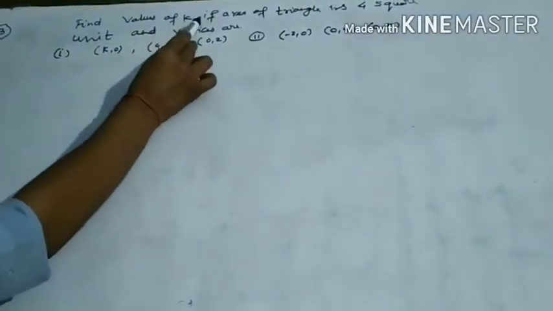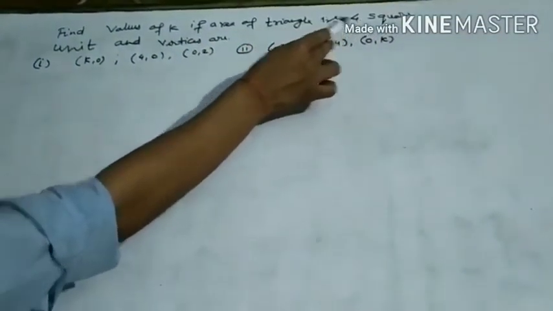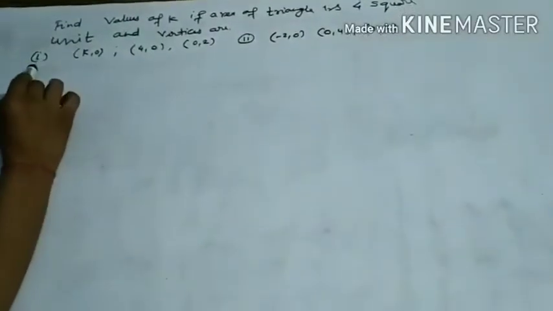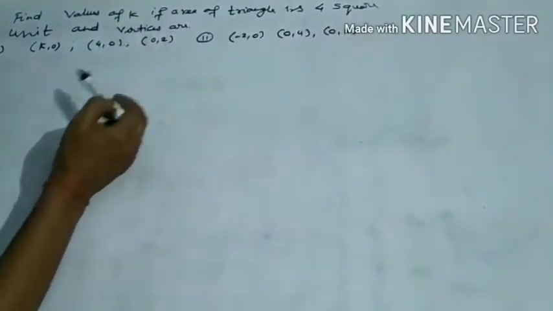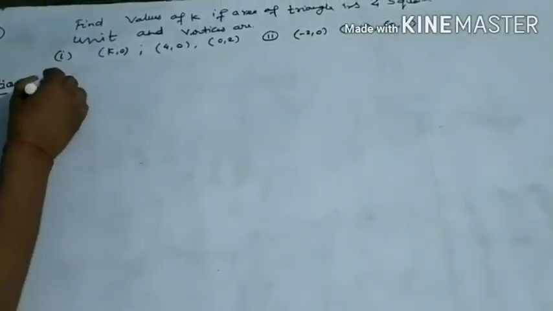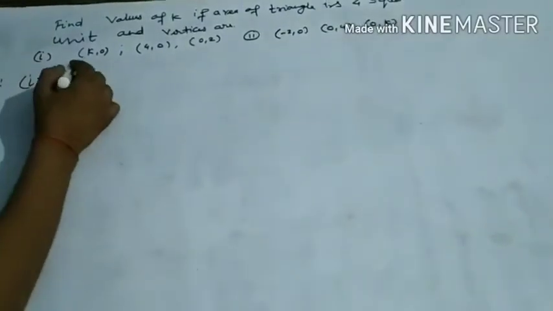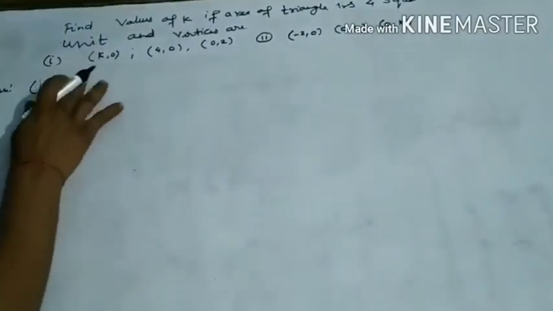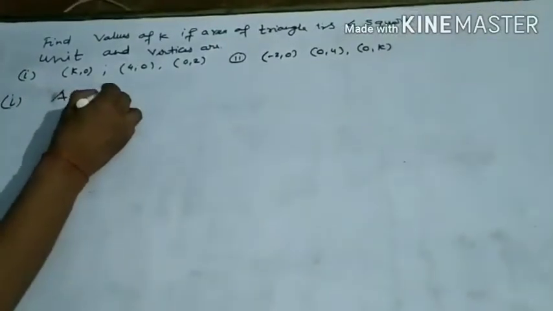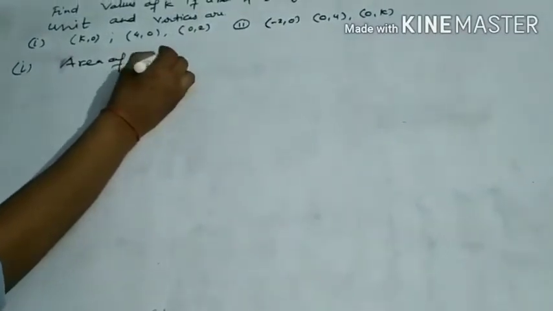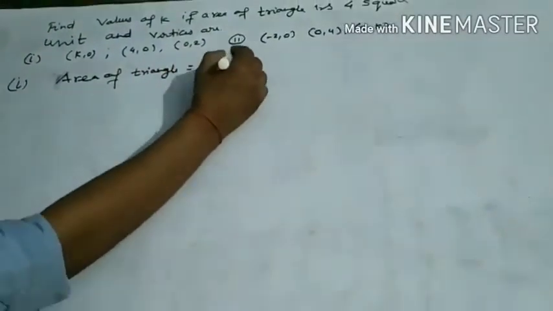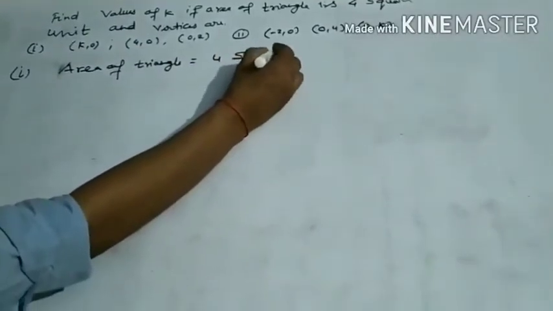Here you have to see this is problem number 3. Find values of K if the area of the triangle is 4 square unit and the vertices are, first this is given K comma 0, 4 comma 0, 0 comma 2, and second this is given. So solution you have to see. For the first one, the area of the triangle is given, the area of triangle is equal to 4 square unit.